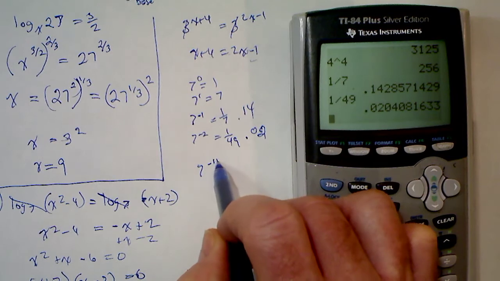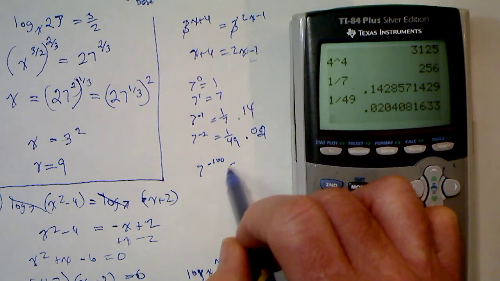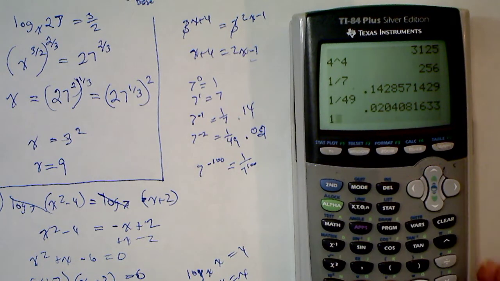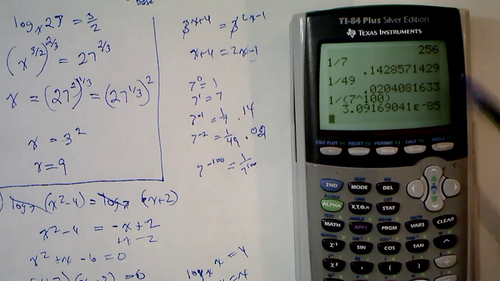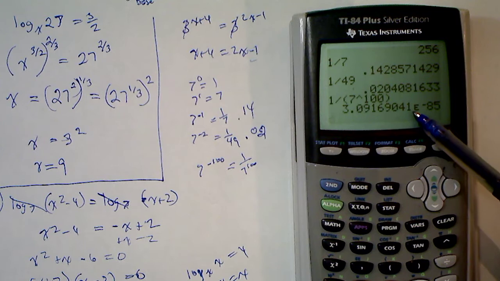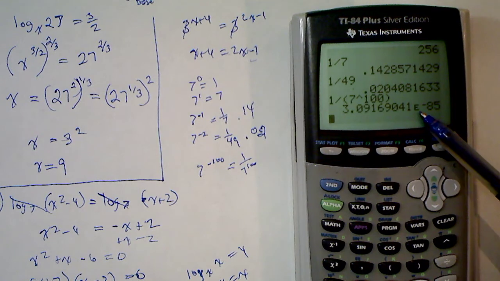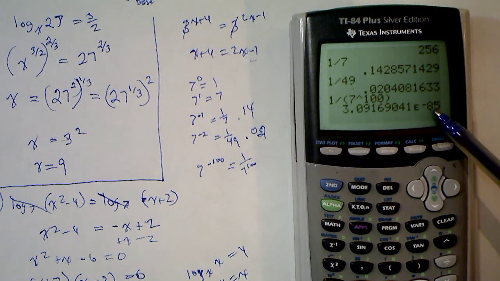7 to the negative 100 is 1/7 to the 100th. All right, how do you put that in a calculator? 1 over, and I'm going to put parentheses just to make sure it does this right, 7 to the 100th. All right, so 3.09169041. It's not negative. E to the negative 85. That means move the decimal 85 places to the left. That's what this means when you see it on a calculator.